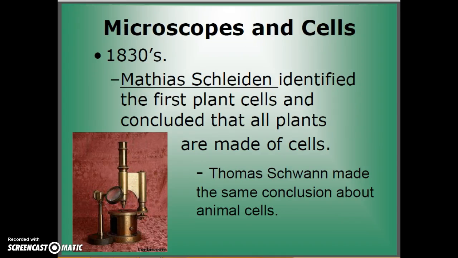And then in the 1830s, Schleiden identified plant cells, and he made the assumption that all plants are made up of cells. Later, Thomas Schwann came along and had the same conclusion, but in regards to animal cells. So he stated that all animals were made up of cells.